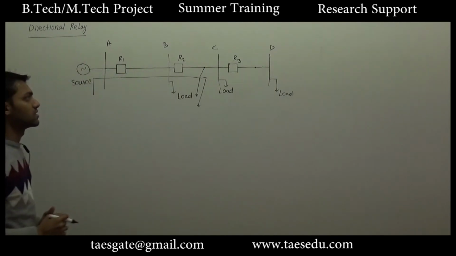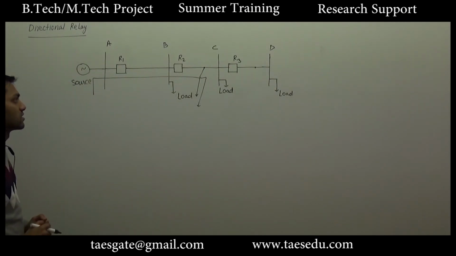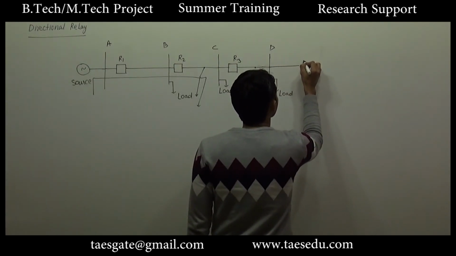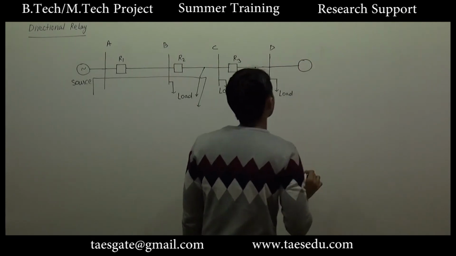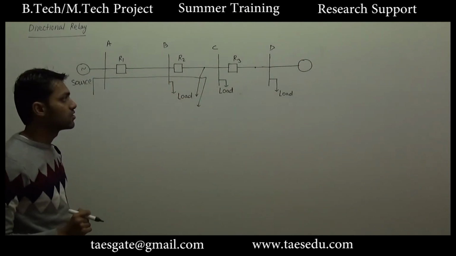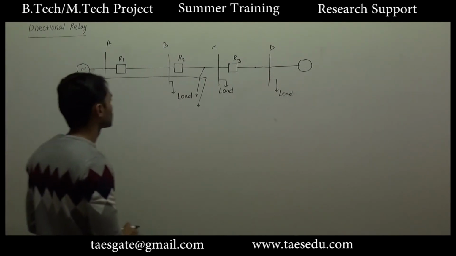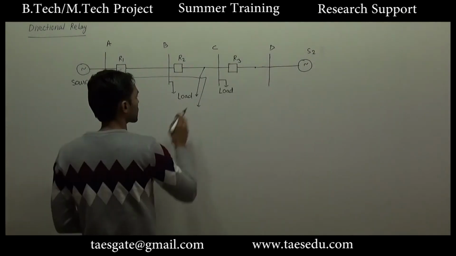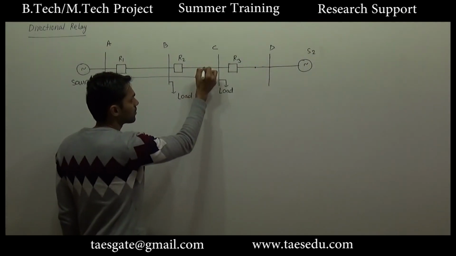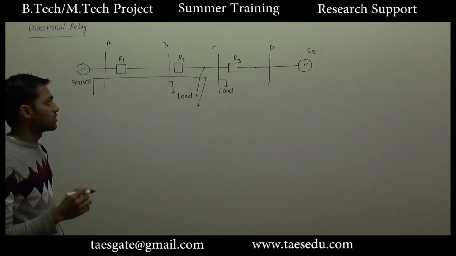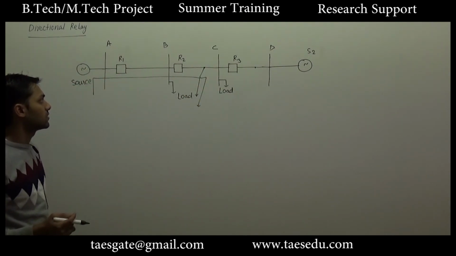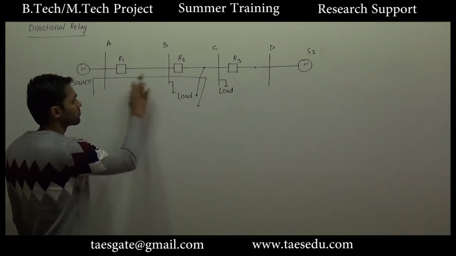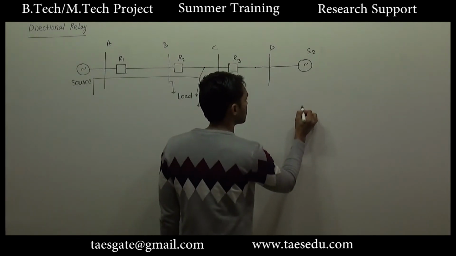Now again consider the same radial distribution system, but a source is connected to another end. So this is the radial distribution system with two sources. Let's say this is source 2. Now again consider a fault between B and C. For this kind of fault, the fault current will flow from both the ends. A fault current will flow from source 1 and another fault current will flow from source 2.